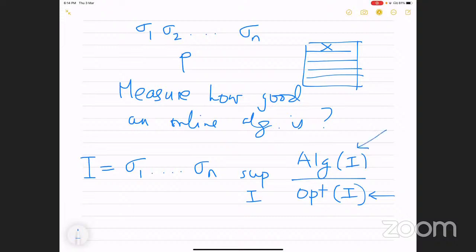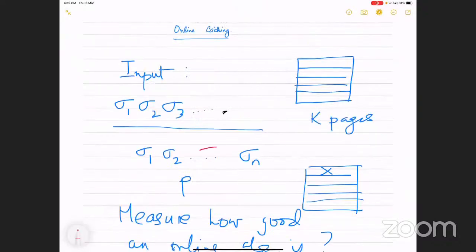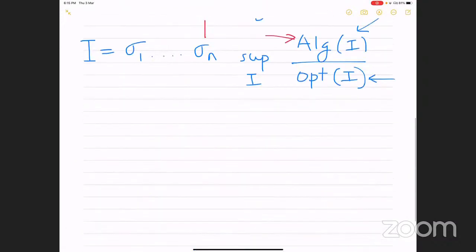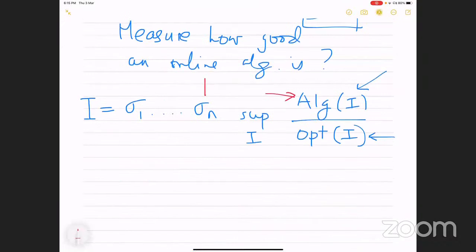And the algorithm is behaving such that each time a page request comes, if the page is in the cache, great, nothing happens. But if the page is not in the cache, then it has to evict a page. So here we are measuring the number of evictions.